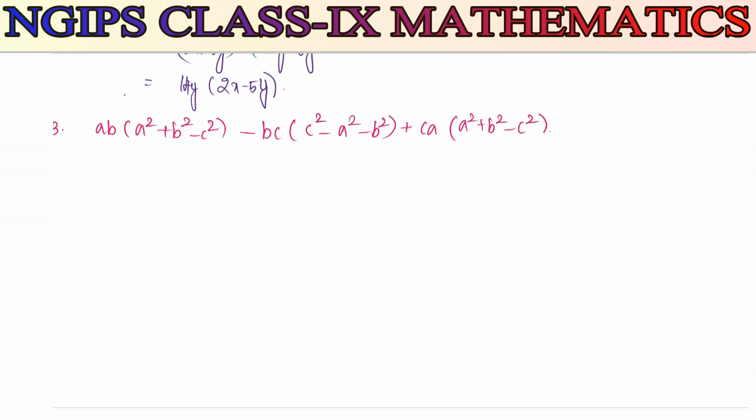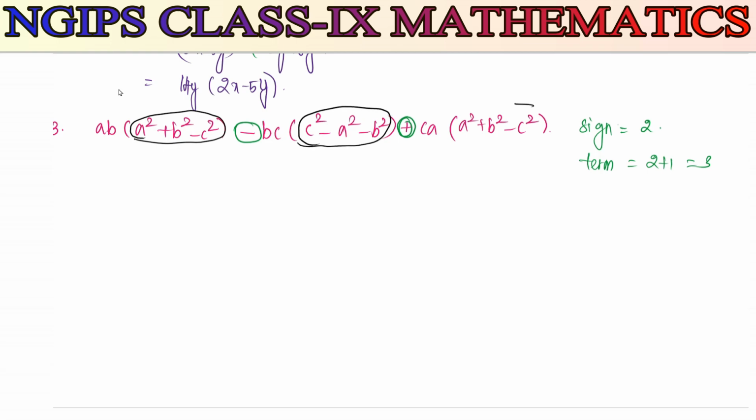Okay, now we have to check how many terms we have in the expression. So this is minus and here we have plus. When you have 2 signs, you're going to get the terms 2 plus 1, so it is 3 terms. Now we have to check in the 3 terms: we have a square plus b square minus c square, and here also we have the terms a square, b square and c square, and here also we have a square plus b square minus c square.